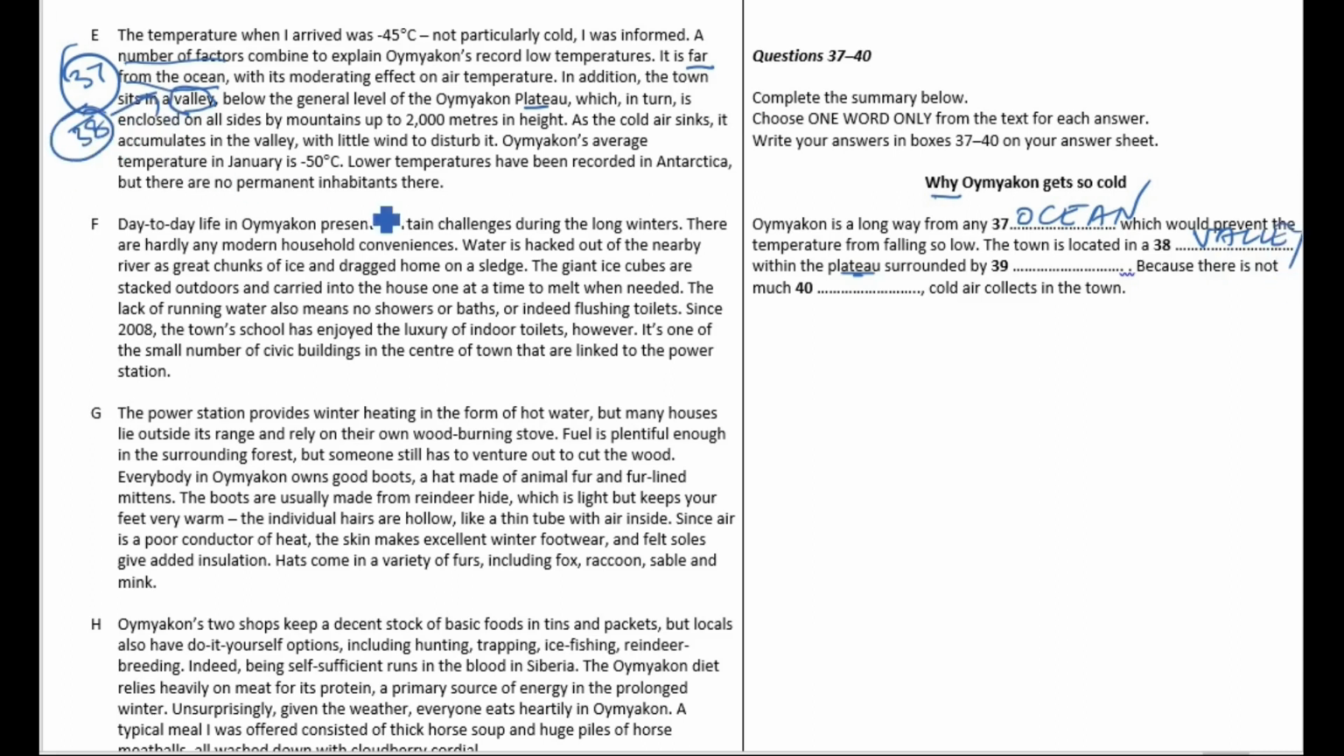The plateau is surrounded by something. So here it is a plateau and it is enclosed. Enclosed means surrounded on all sides by mountains. So 39th is mountains. Because there is not much something, cold air collects in the town. Because of lack of something, cold air collects in the town. So since I found 39th here, I'll start looking after that. As the cold air sinks, it accumulates in the valley with little wind to disturb it. Little wind, there is not much wind. And the answer here is wind.